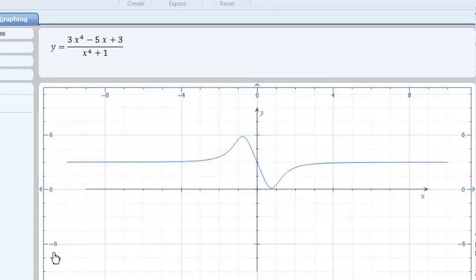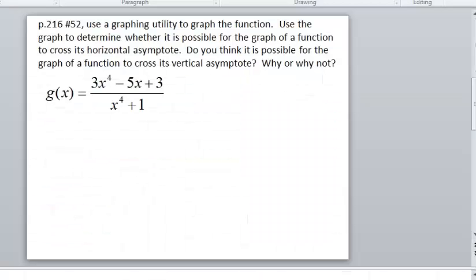You guys can see that there is a horizontal asymptote right here, and let's see what value that is. It's getting closer and closer to 3 on either side. So we've now answered that question. Can it cross over that horizontal asymptote? The answer is yes. So can it cross over the horizontal asymptote? Yes, it can. Do you think it's possible for a graph to cross over its vertical asymptote? The answer to this question is no.